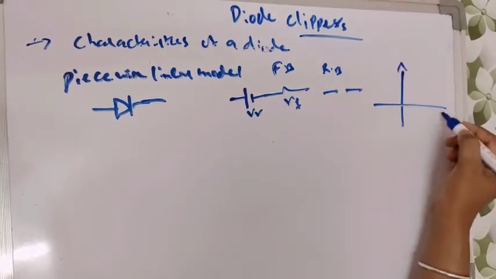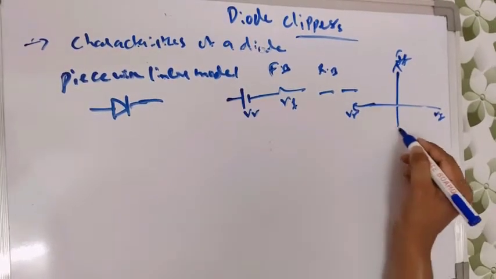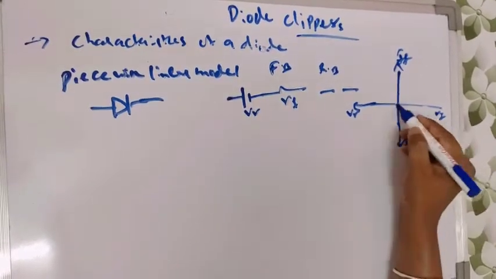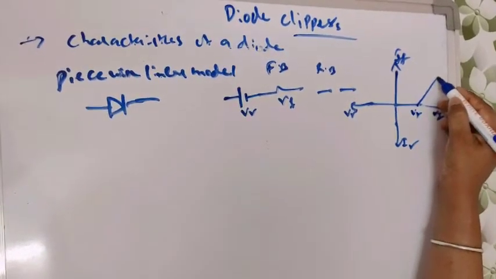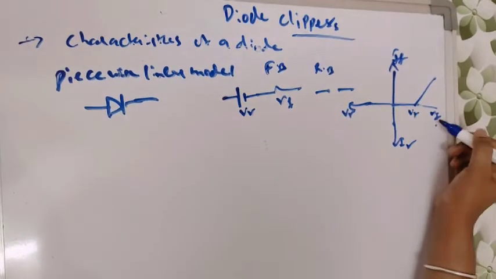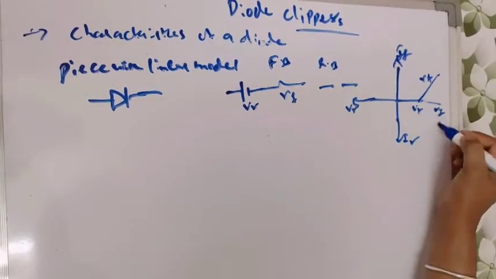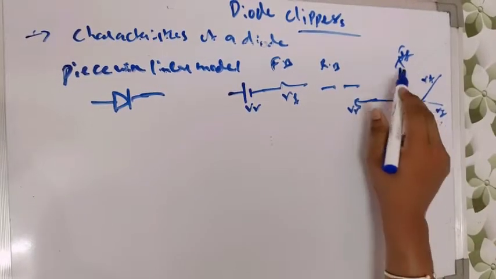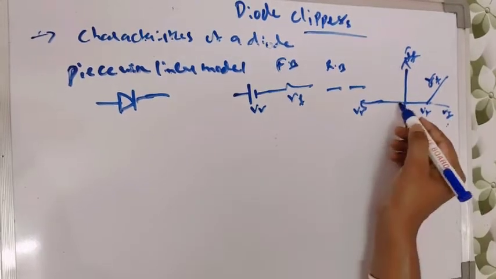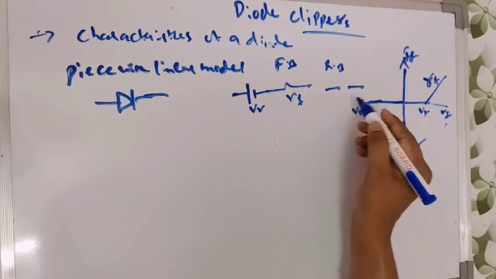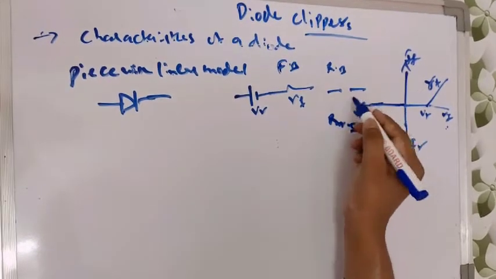With the piecewise linear model, we plot forward current with respect to forward voltage, and reverse voltage with reverse current. Until V gamma there is no current. After that the current increases linearly with respect to the forward voltage, with a forward resistance RF. During reverse bias, the reverse resistance is infinite, which means it is considered as an open circuit.